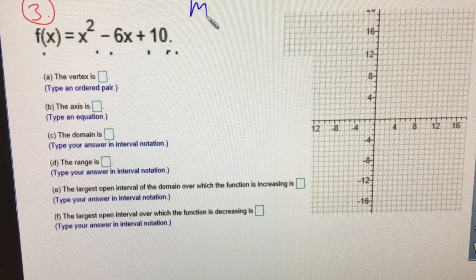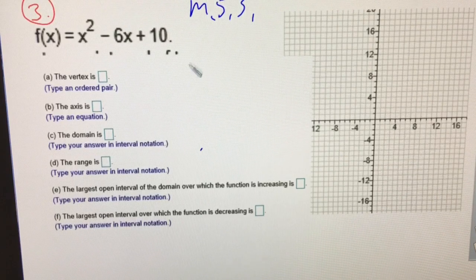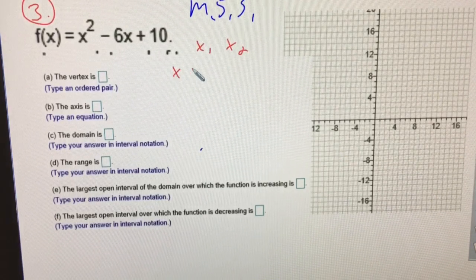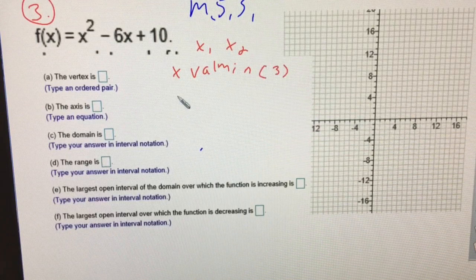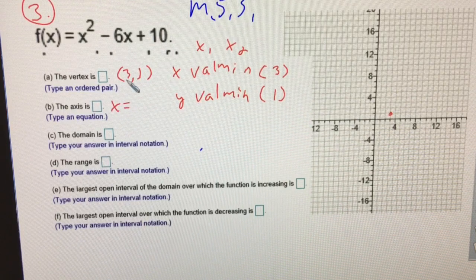To find the vertex of this, I'm going to mode 5-3 in the calculator, mode 5-3. All right, after you mode 5-3 it, you don't want the x sub 1 or the x sub 2. You want the x val min, and the x val min is going to equal 3. The y val min is going to equal 1. And that's going to be your vertex. So (3, 1) is your vertex. You go right 3, up 1, and pop a dot. The axis is going to be x equals that x value, 3.